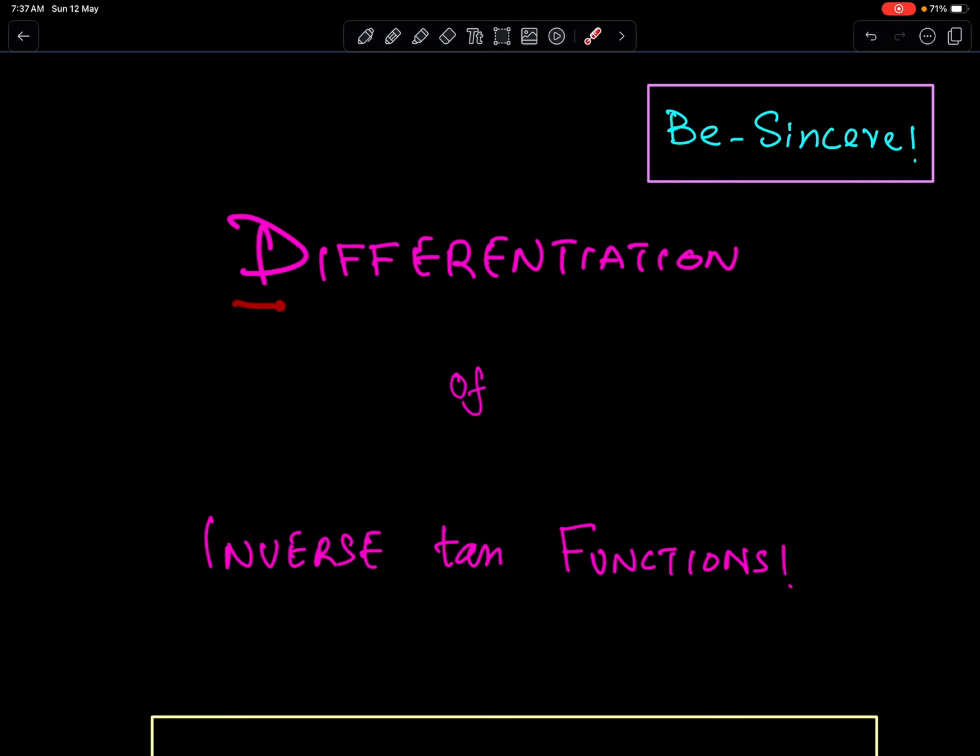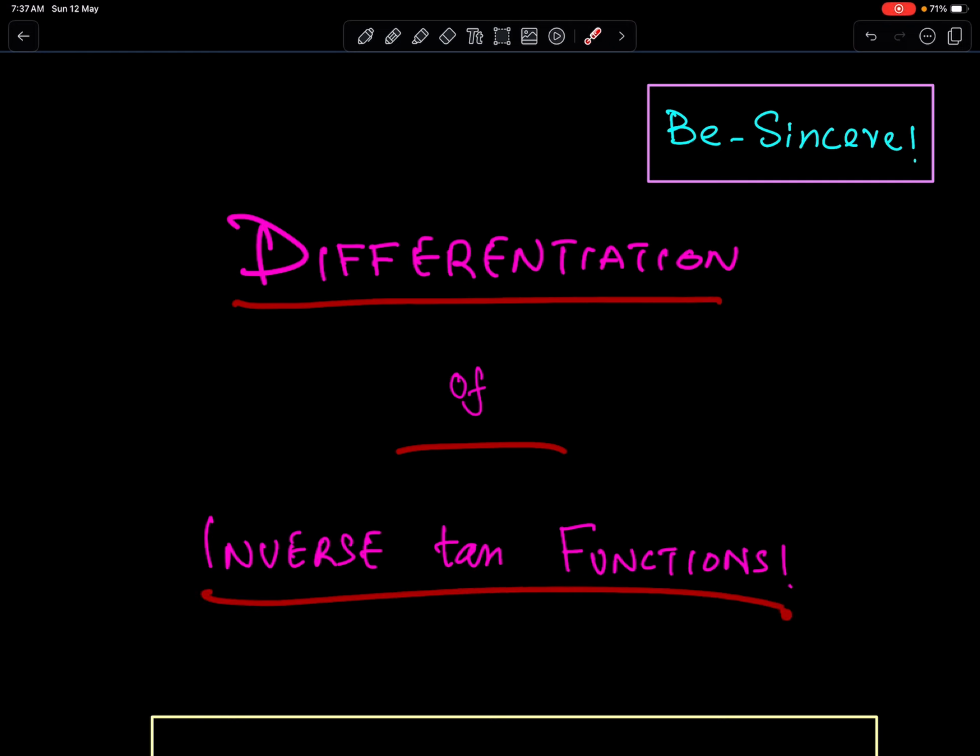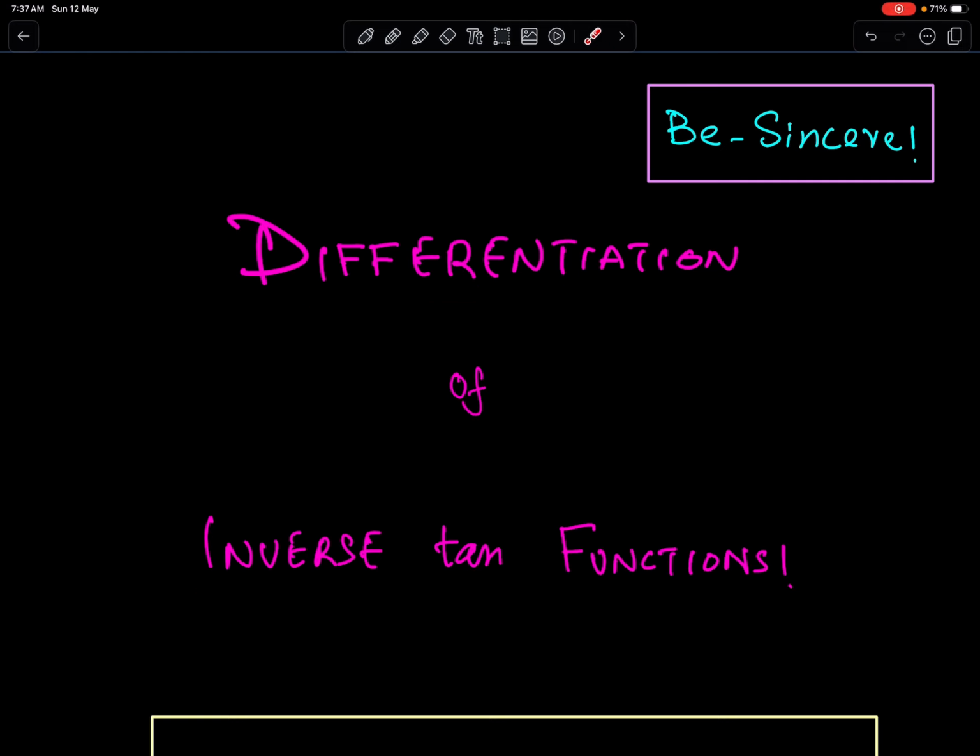The summary of differentiation of inverse tan functions is the topic of this lecture. An important advice: we must be sincere to everyone.